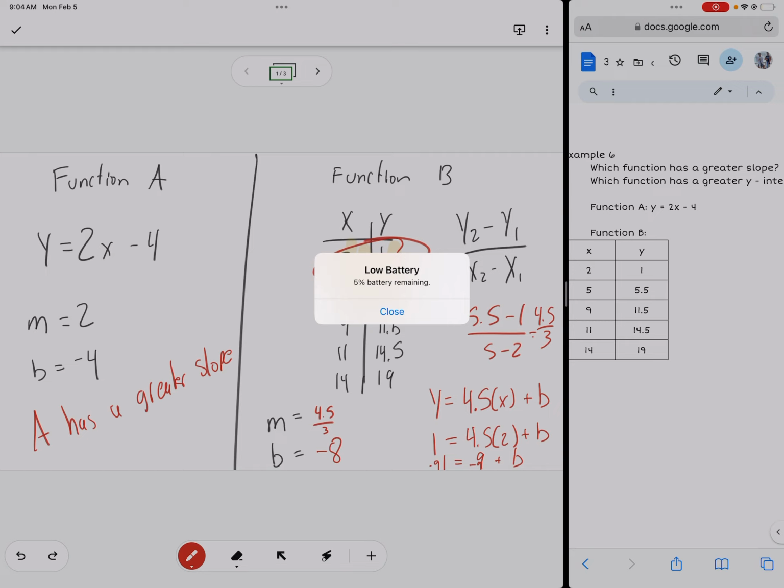So, hey, which one is greater and which one's least? A is greater. There you go.